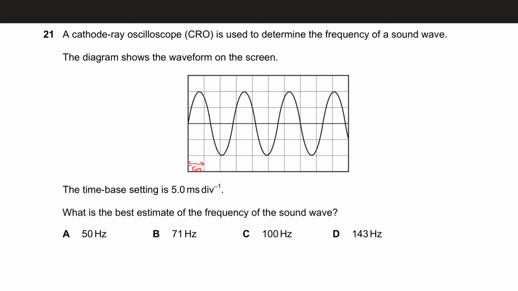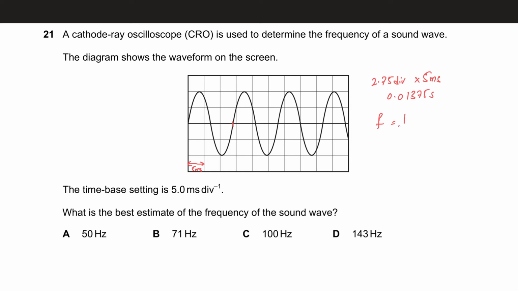Since the values given in the options are pretty far apart, we can go with a rough value. So this is one time period. Let's say I think this is 2.75 divisions. Multiply that by 5 milliseconds. That would give me the total time period, which is 0.01375 seconds.